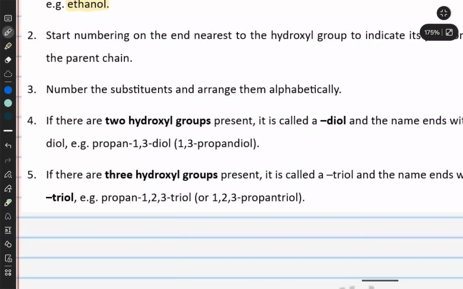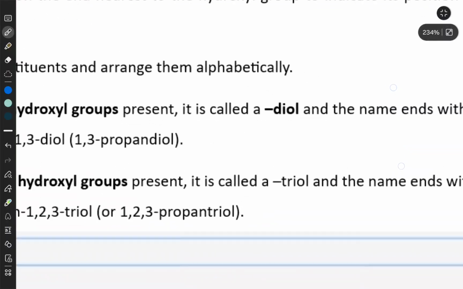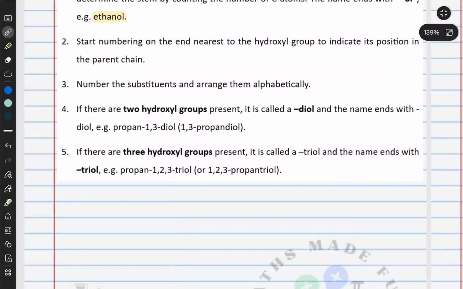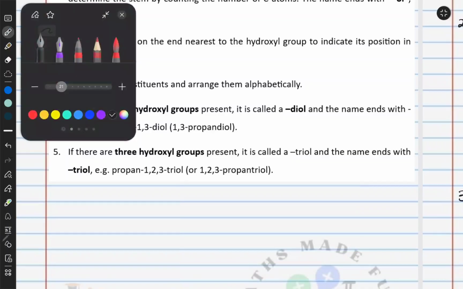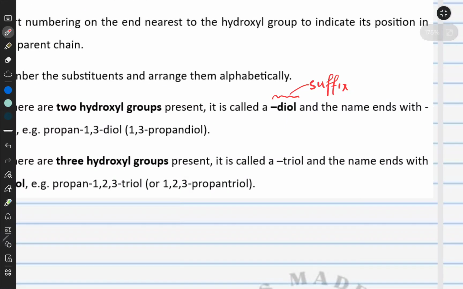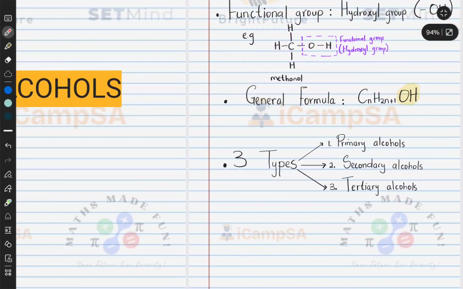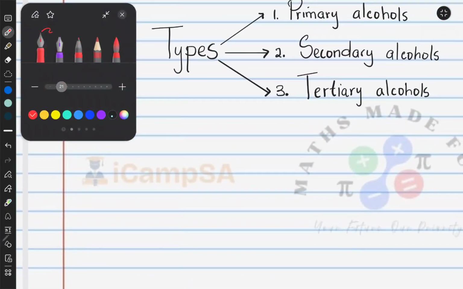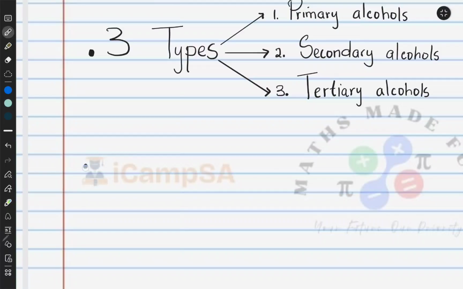Okay, so if there are two hydroxyl groups, because it happens, it is called a diol, and the name will end with diol. So this will now be our suffix. If you remember, this is similar to when we had two double bonds in a parent chain. We would call that a diene. For alkenes, we would call it a diene. So now we're dealing with alcohols, where the suffix for alcohols, in fact I was supposed to edit here, they have a suffix.